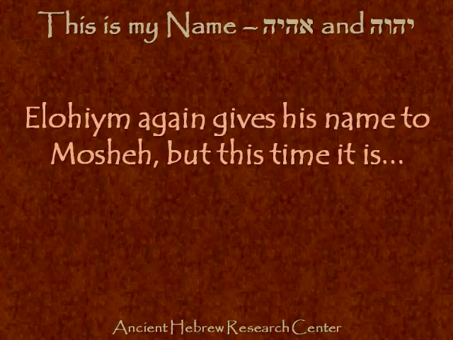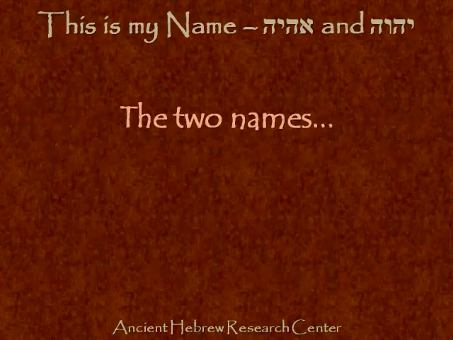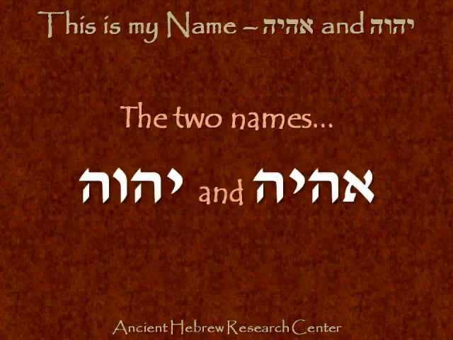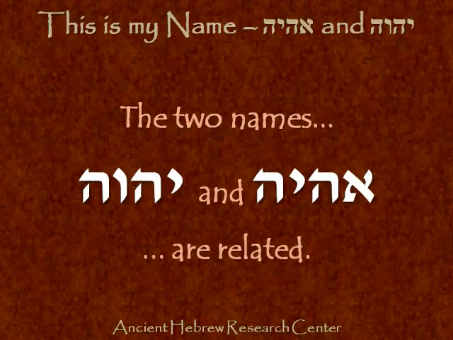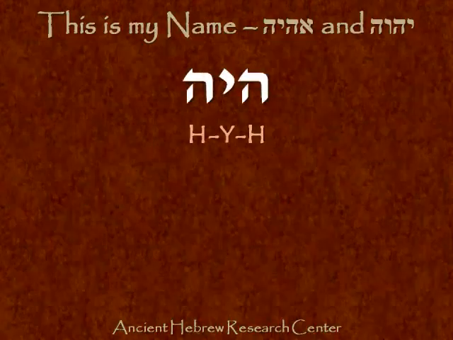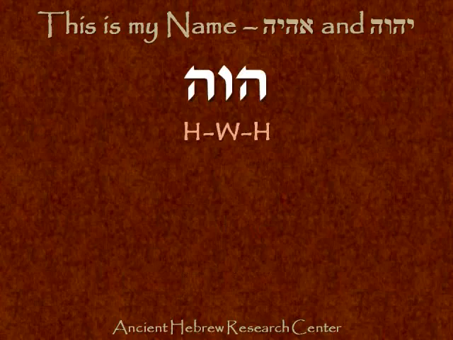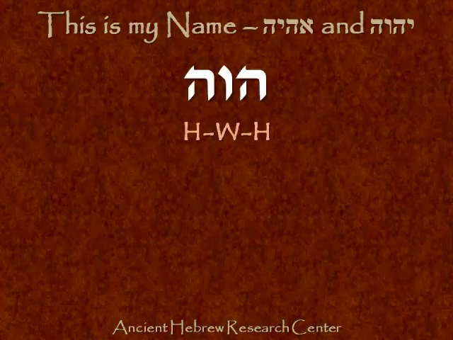Elohim again gives his name to Moshe, but this time it is Yahweh. The two names, Yahweh and Ehyeh, are related. Here's the verb hayah, again, which we discussed earlier, and here's the Hebrew verb hawa, YIHWEH. Let's take a look at this verb hawa. It is virtually identical in meaning and use as the verb hayah.